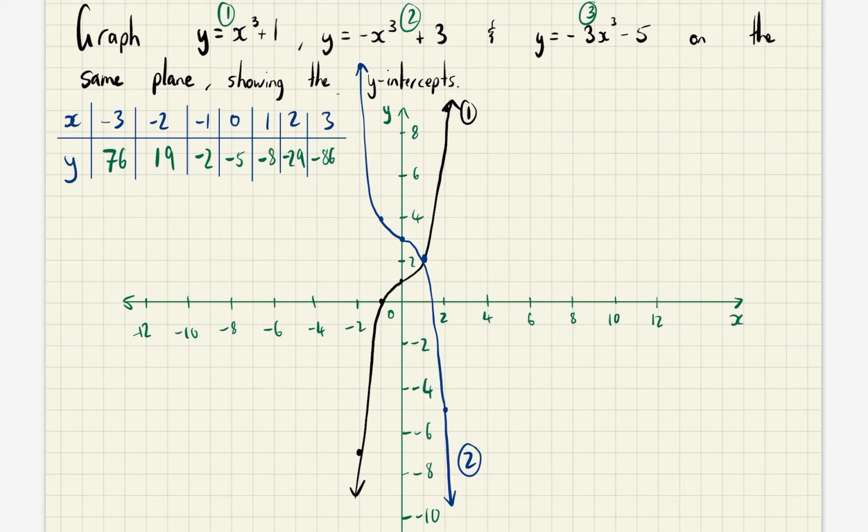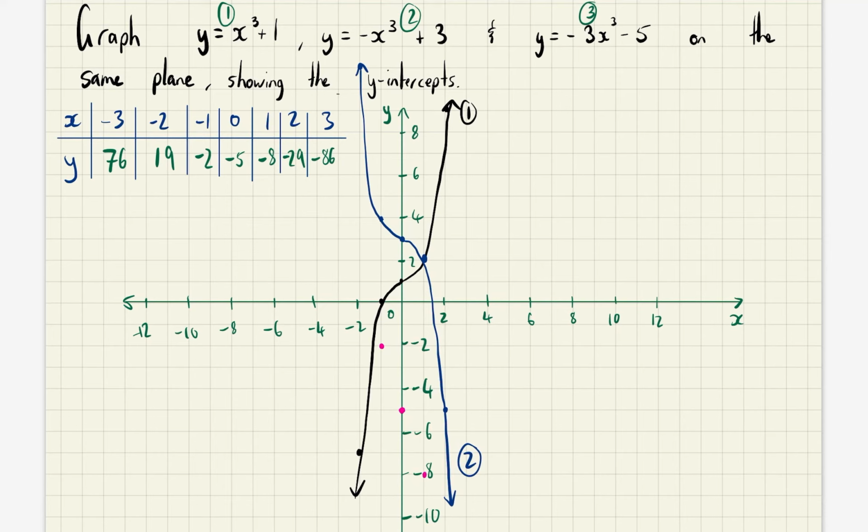76 won't, 19 won't. Negative 1, negative 2 will. 0, negative 5 will. 1, negative 8 will. And that's about it.